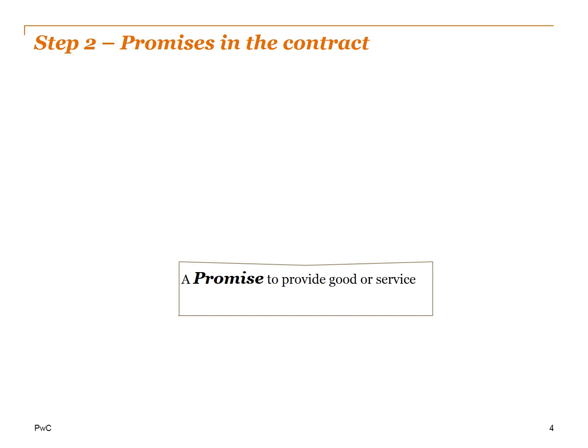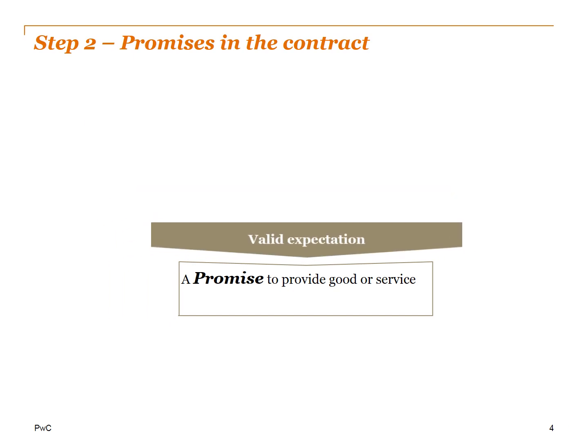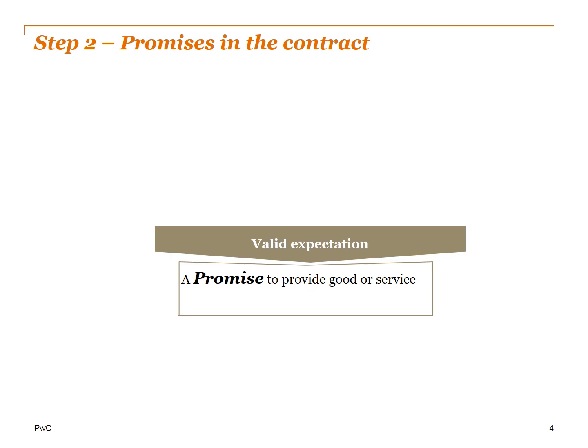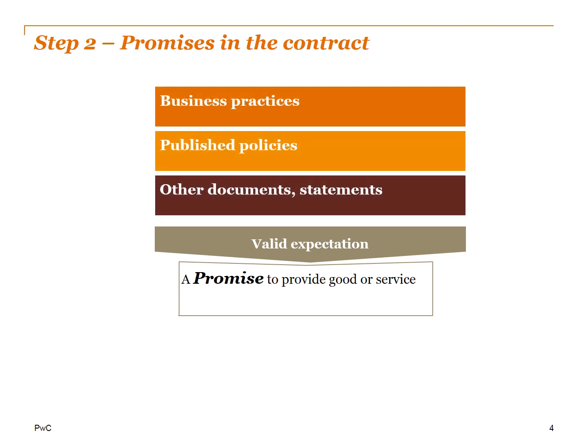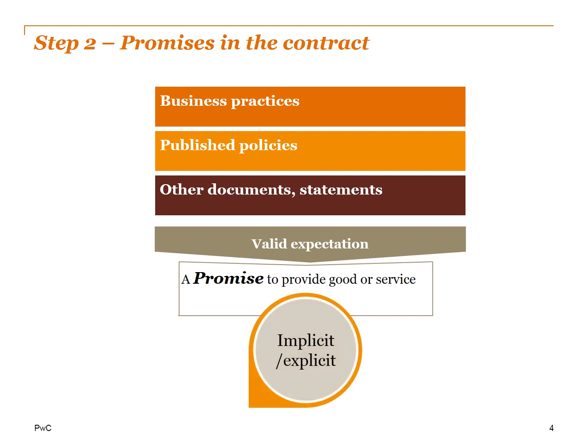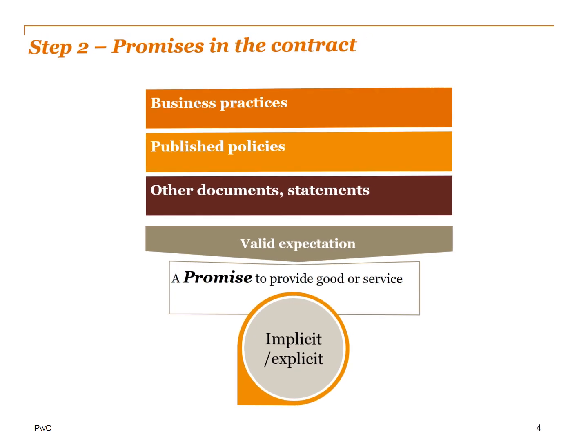So let's see what a promise is. A promise exists if the promises create a valid expectation that the company will provide a good or service. This can be based on business practice, published policies, or other specific statements by the company. It is therefore really important to understand a company's policies, practices, and representations made during contract negotiations or within marketing materials, business strategies, or other similar documentation. It is also really important to remember that promises in a contract can be either explicit or implicit.